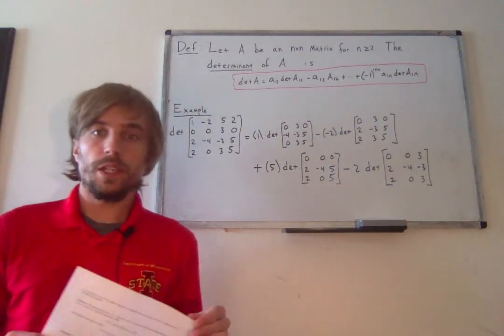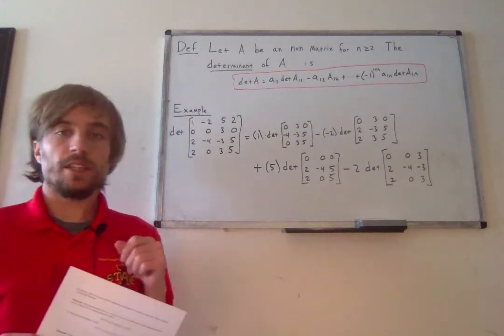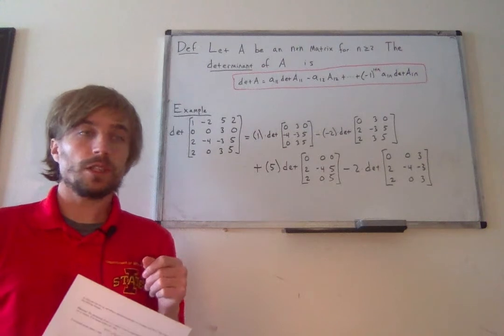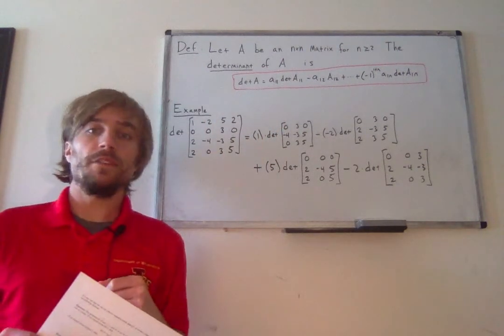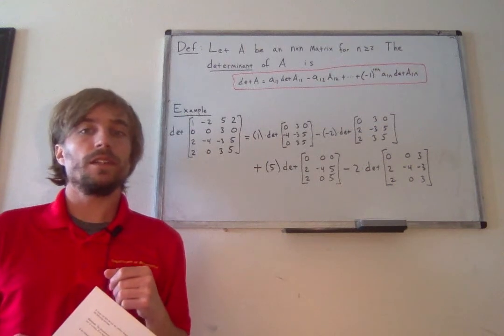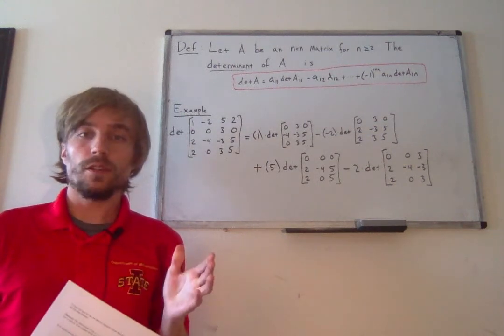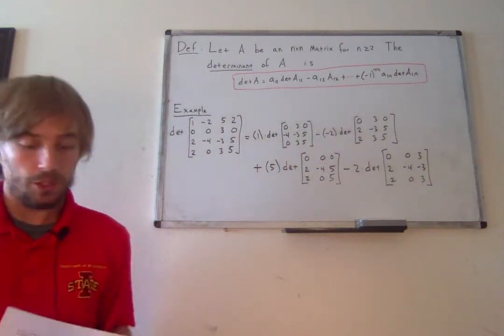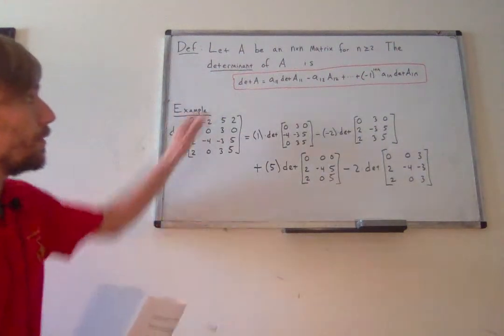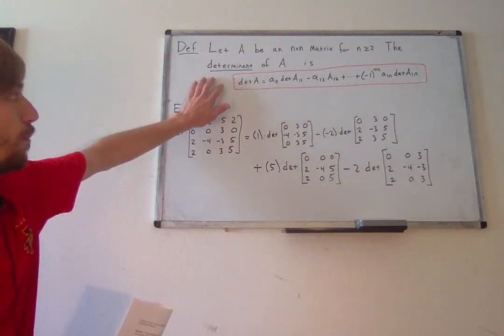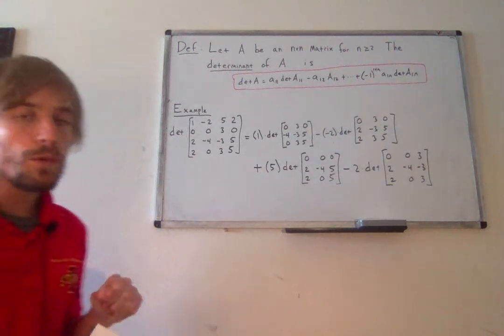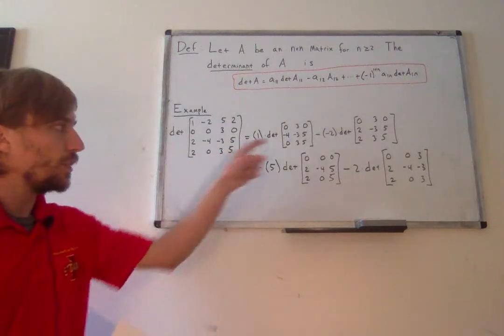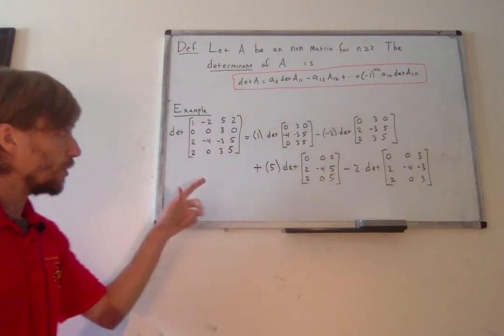So what I want to do here is give you an example of how to do it for a 4 by 4 matrix, and then show why this turns out to be a very inefficient way to calculate the determinant in the long run, and how we can calculate determinants more efficiently. So we've seen this definition. By this definition, if we wanted to calculate the determinant of this 4 by 4 matrix, this is what we would get.